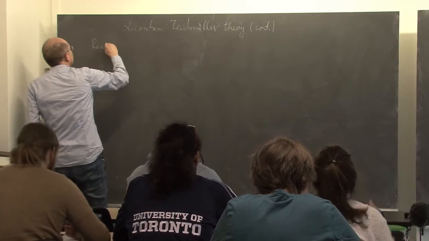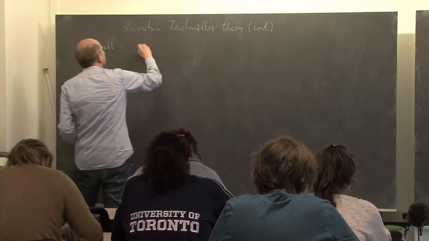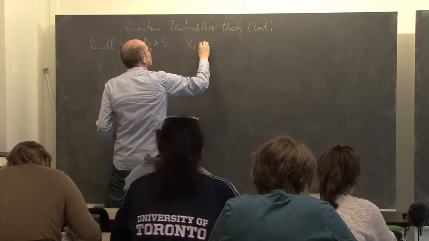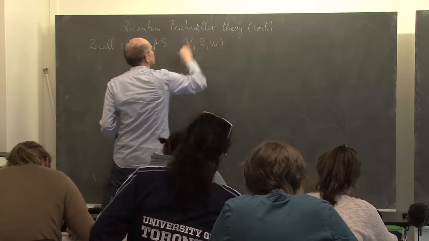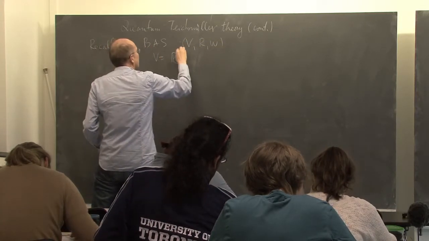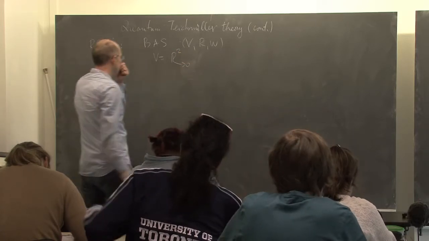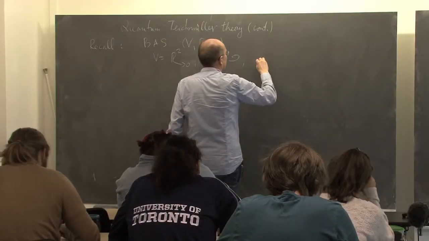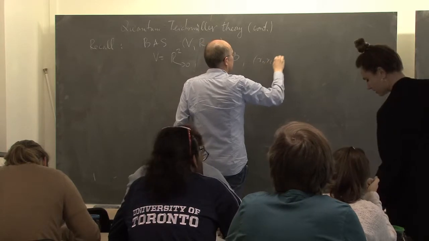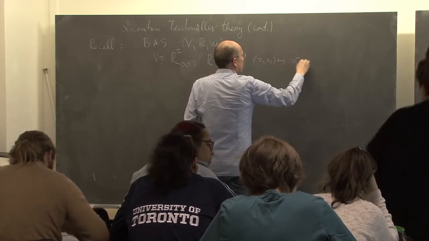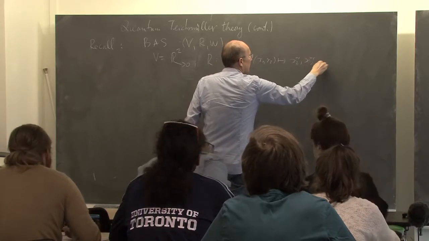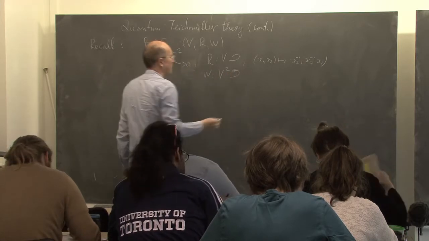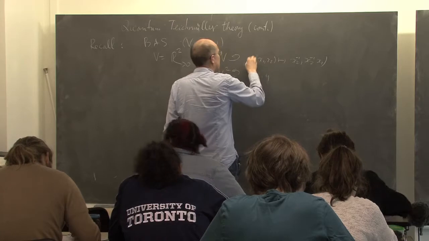So recall that we are dealing with the basic algebraic system given by three objects, V, R, W, where V is the first open quadrant of the real plane. R is a map from V to itself given by (x1, x2) to (x2 minus 1, x2 minus 1, x1). And the W is a map from V squared to itself.